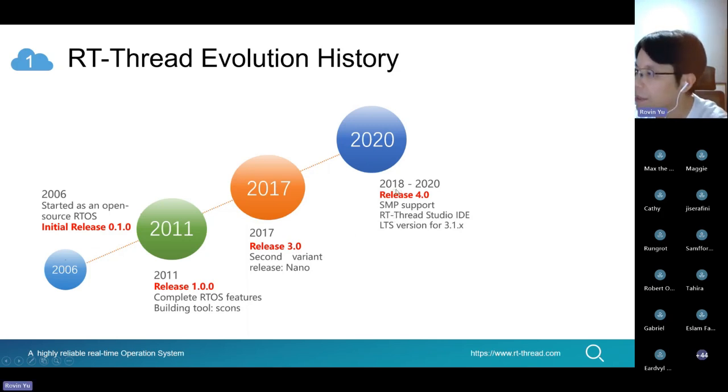During 2018 to 2020, the version 4.0 was released, which can support SMP. We also released RT-Thread Studio IDE and the long-term support version for 3.1.x. Starting from 2020, there will be 2 paths for RT-Thread development.